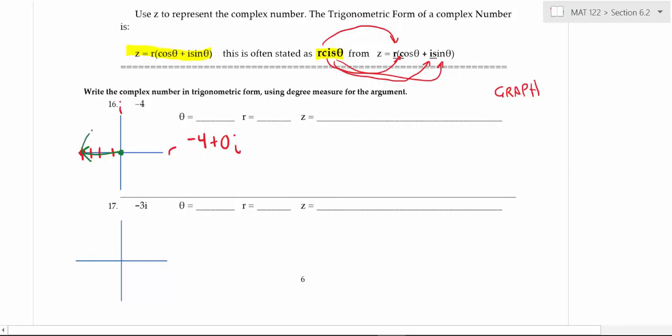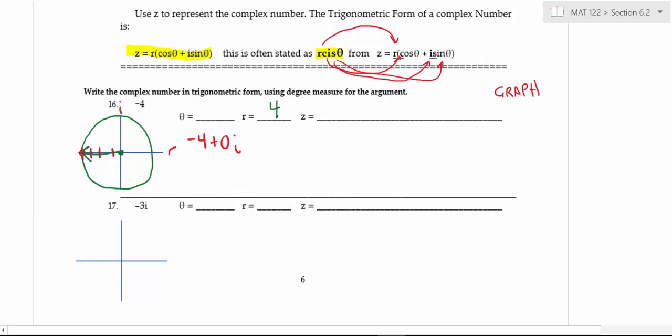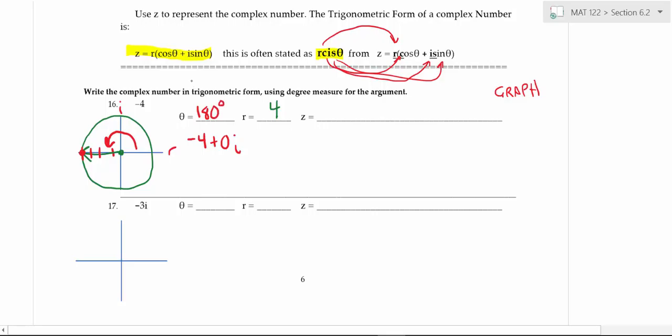You do not have to use the formula for the modulus or the Pythagorean theorem to do that. That's 4. The radius of a circle is always positive. Now you have to figure out the angle, but you don't have to use a calculator or unit circle. There it is. It's 180 degrees. If I wanted the answer in radians, you could use pi. Typically, most of the time, we use degrees on this.